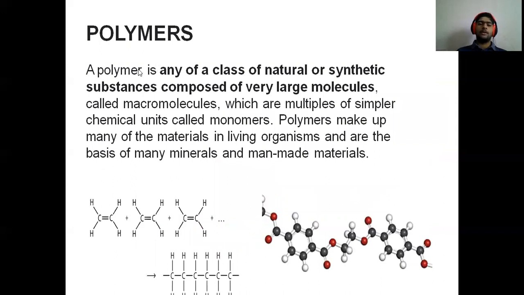Polymers. A polymer is any of a class of natural or synthetic substances composed of a very large number of molecules called macromolecules. Macromolecules are multiples of much simpler chemical units called monomers. Polymers make up many of the materials in living organisms and are the basis of many minerals and man-made materials. Here are examples of some structures of polymers.